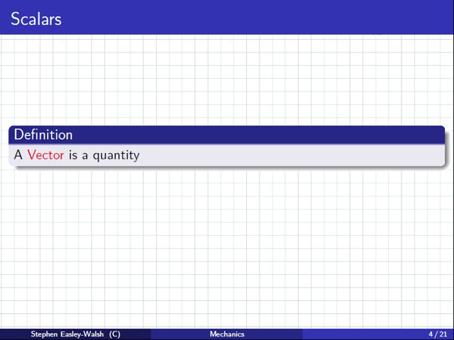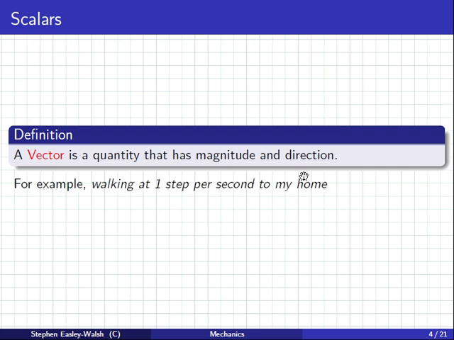Now, Dami probably can tell me this one. A vector is a quantity that has magnitude and direction. Do you remember this word, Ming? Magnitude? And do you know what the direction is? So, what's an example? Well, the one we had a moment ago, walking 1 step per second to my home. But can anyone think of other examples of vectors?